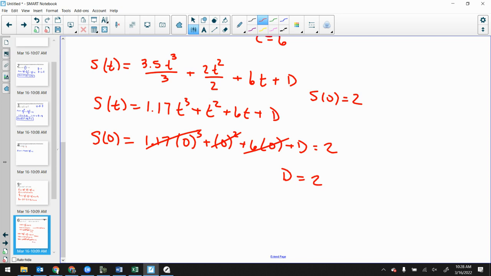Again, if I were to give you the position at time 1, I said the position at time 1 was like 10 or something. Then you could just plug 1 in and set it equal to 10, solve for d, and you get your constant for your position. So all said and done, the position function is s of t equals 1.17 t to the third plus t squared plus 6t plus 2.